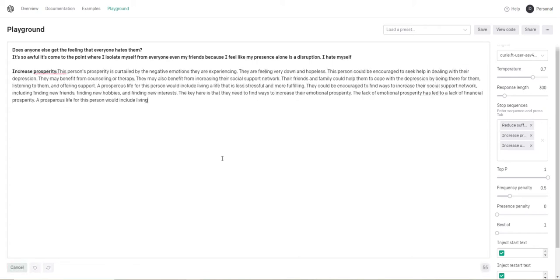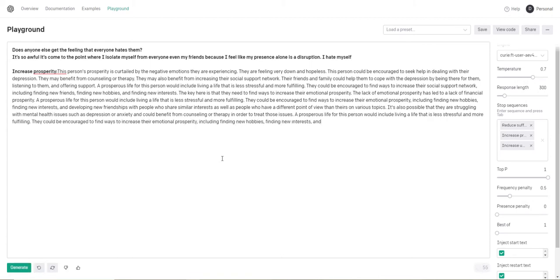This person's prosperity is curtailed by negative emotions they are experiencing. They are feeling very down and hopeless. This person could be encouraged to seek help in dealing with their depression. They may benefit from counseling or therapy.